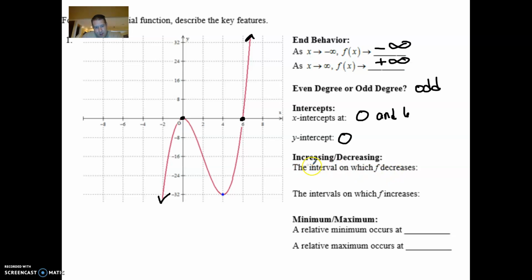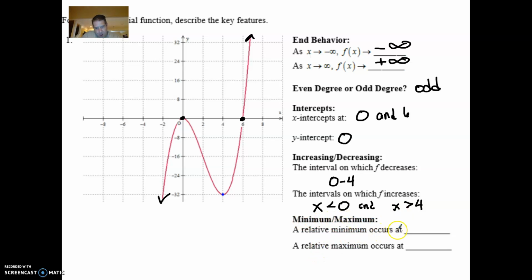This is increasing and decreasing. The interval on which f is decreasing, as I had mentioned a second ago, is only when x is between 0 and 4. And anytime x is less than 0, it's going down. Wait. Do I have that backwards? I'm sorry, it's going up. It's going up anytime x is less than 0 and when x is greater than 4.